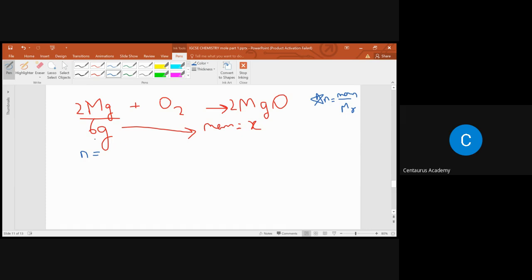How much moles is present in 6 grams of magnesium? Mass upon Mr. So 6 divided by, here, this is going to be magnesium, the molar mass will be 24. It will be the relative atomic mass of magnesium. So 6 upon 24 is going to be how much amount of moles?